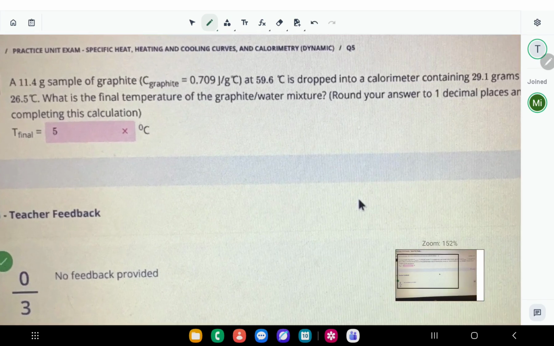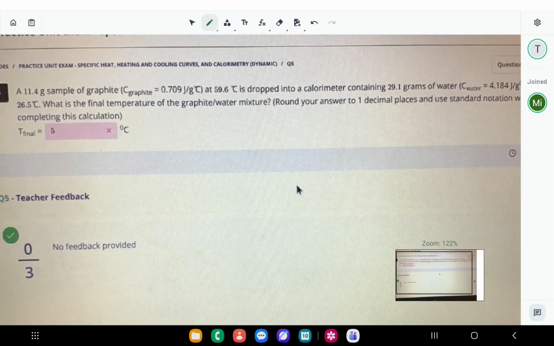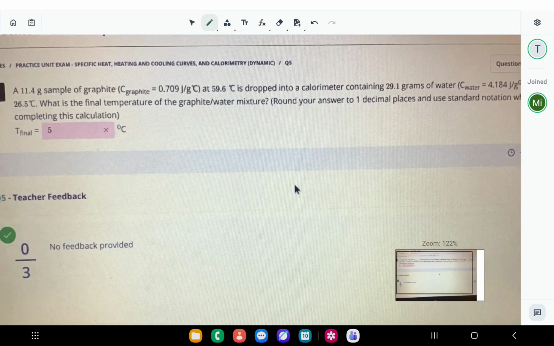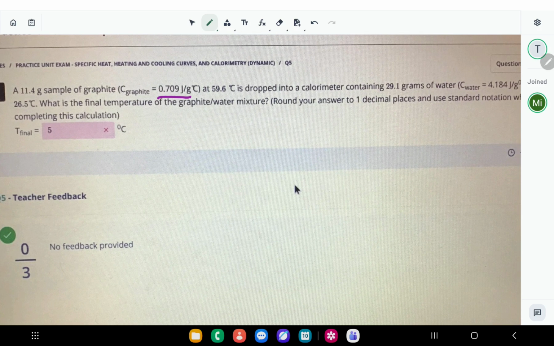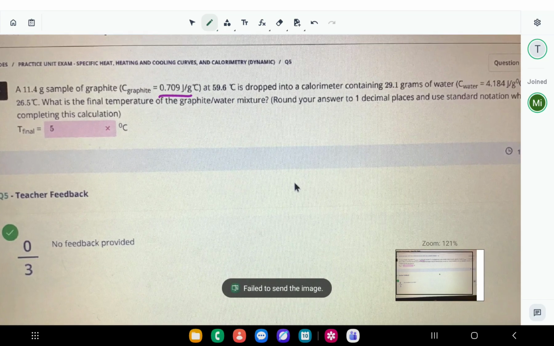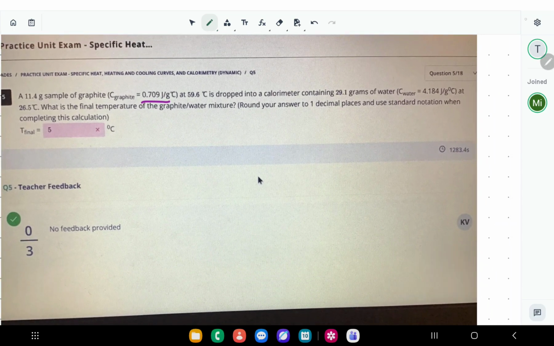All right. An 11.4 gram sample of graphite with this specific heat, at 59.6 degrees, is dropped into a calorimeter containing 29.1 grams of water at 26.5 degrees Celsius. What is the final temperature of the graphite-water mixture? Round to 1 decimal.